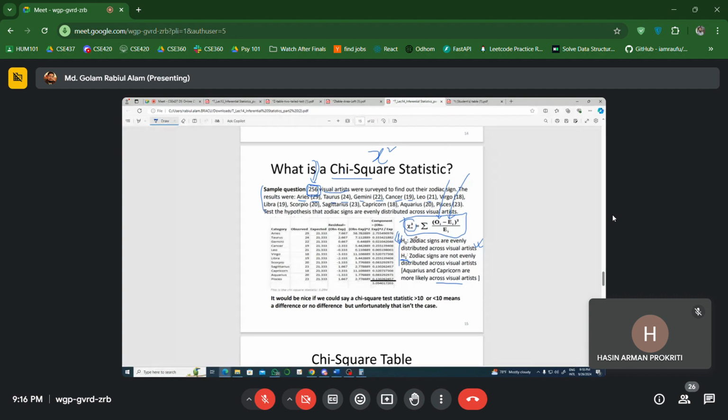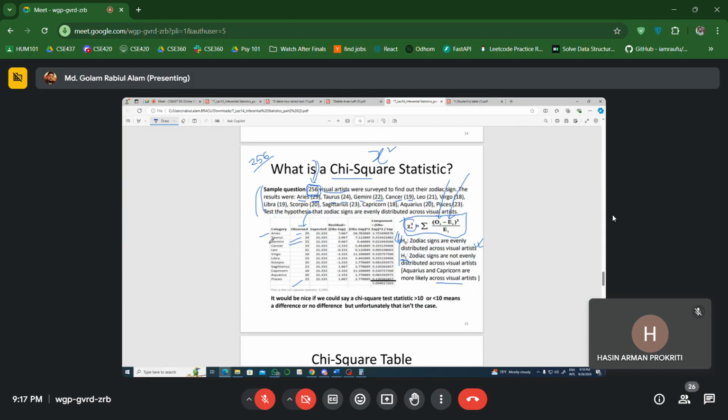In this test, we have Aries, Taurus, Gemini, Cancer, Leo, Virgo, and the observed instances are these. For Aries it is 29, Taurus is 24, and Gemini is 22. In this way, we can write the observed number of people for all the zodiac signs here. Now we have to find the expectation, the expected number of people in each group. We have collected 256, so the expected number is 256 divided by the number of zodiac signs.